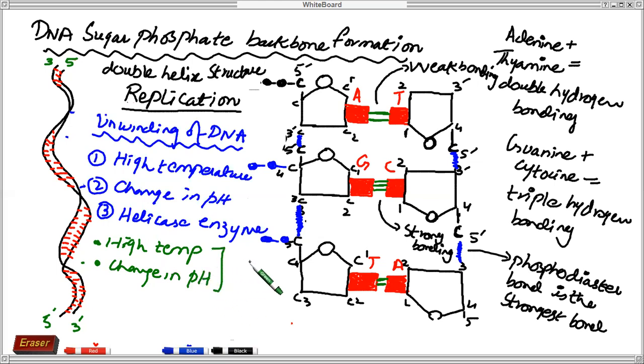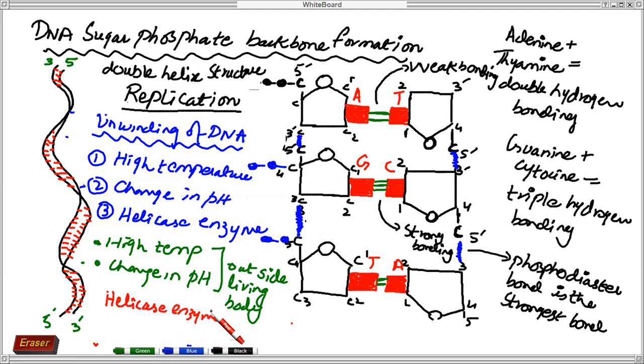Outside the cell, outside the living body, these two methods are used for unwinding the DNA, whereas inside, the helicase enzyme is used. Inside the living body.